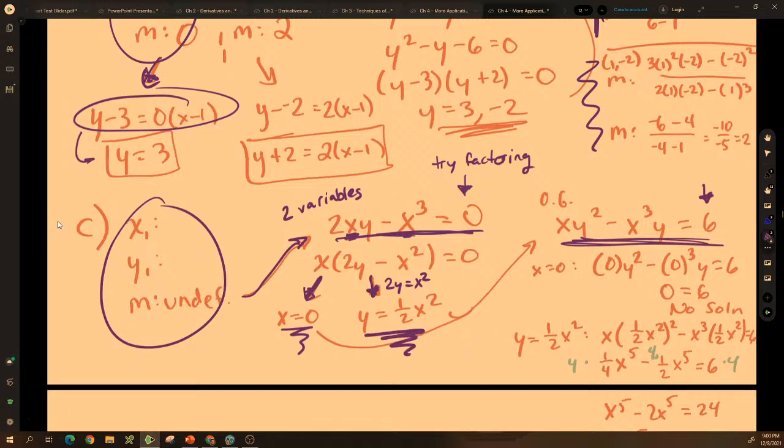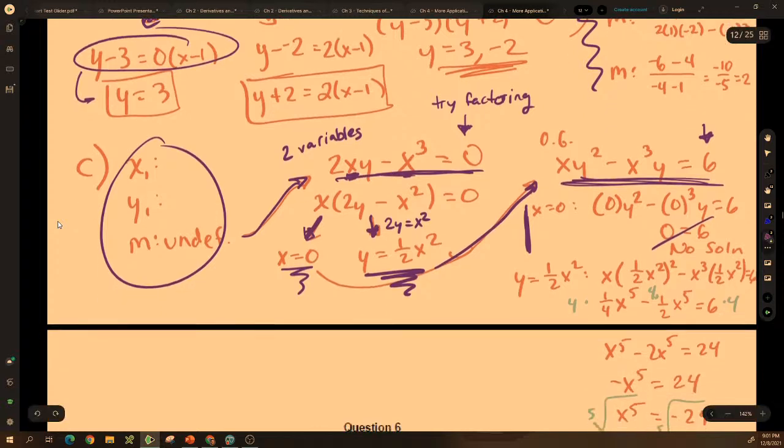We're going to take both of those, and now we're going to substitute them back into the original. So I started off with x equals 0. This is the x equals 0 work. 0 times y squared minus 0 cubed times y. But I got 0 equals 6, which kind of sucks, but that just means no solution, right? 0 is not 6, so I have no solution. So that didn't give me any answers.